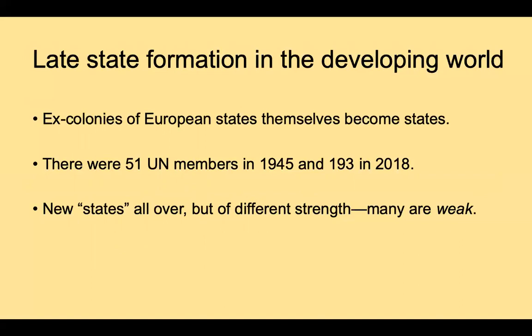of these new states. There were 51 UN members in 1945, and there were 193 in 2018. That gives you a sense of how much decolonization took place between the post-World War II period and the end of the Cold War. The post-Cold War period really stretching from the early 1990s to the present day. That's a radical transformation, and it gives you a sense of how tightly linked war and decolonization and state formation are in the developing world.